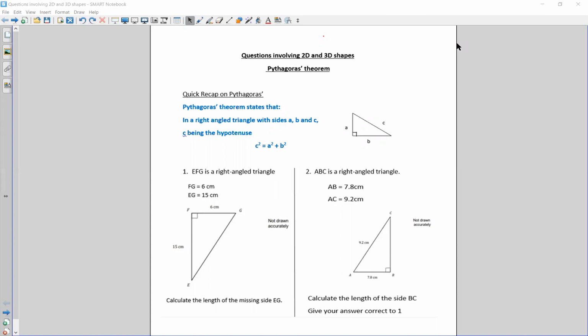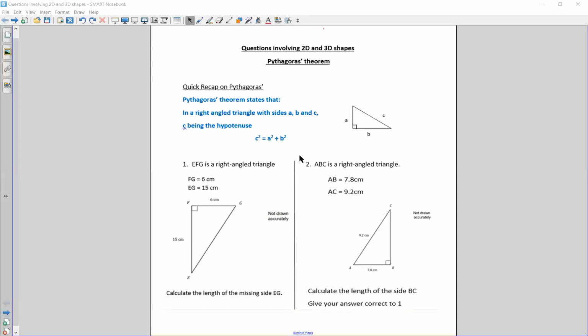What does it say? It says that if you have a right angle triangle like this one, where C is the hypotenuse, the longest side of the triangle, then you have C squared equals A squared plus B squared. Okay, so you have tried these questions before, and I would like you to have a go at them very quickly. You might have to pause the video, and when you're ready, come back to it, and then we'll discuss some more questions.